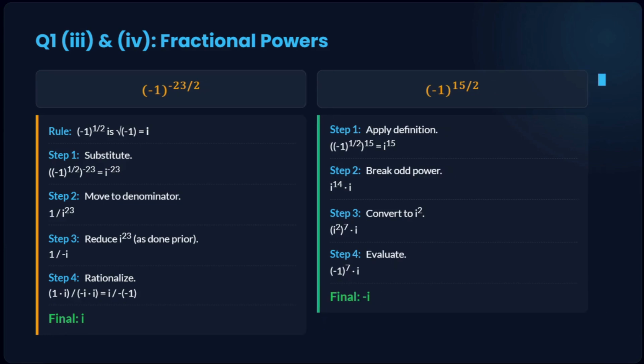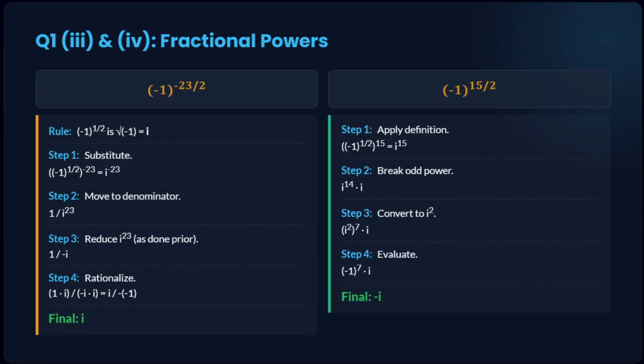For part 3, substitute i to get i to the -23. Move it to the denominator to make it positive. We know i to the 23 is -i. Finally, rationalize the fraction by multiplying top and bottom by i to get your answer. Part 4 is the same substitution, leaving you with i to the 15, which easily reduces to -i.